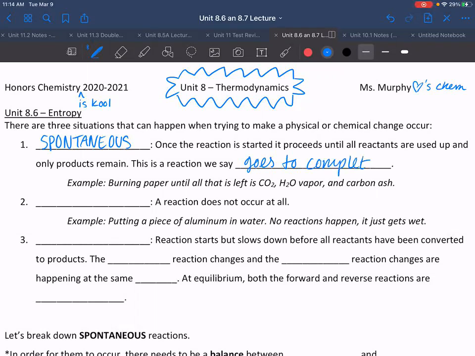My example for a spontaneous reaction would be if you lit a piece of paper on fire. It's going to keep burning until all of the paper has turned into ash, CO2 vapor, H2O vapor. So this is an example of a spontaneous reaction.